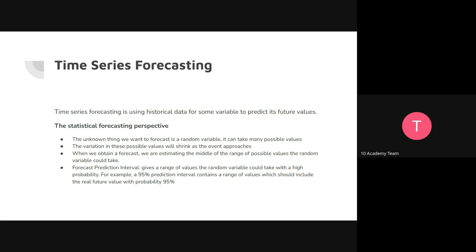So this is a specific value, but usually we have a prediction interval. So I'm going to say I think it's going to be between 29.7 and 30.2 or something like that. So it's an interval, and I would say I am 95% confident that the price is going to be between these two values. So this is an interval.